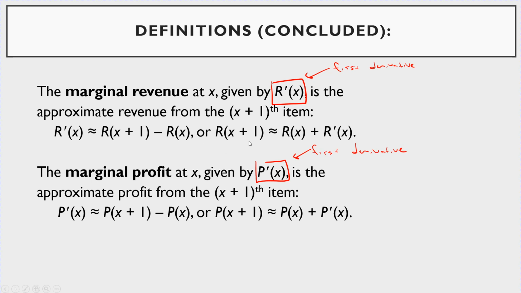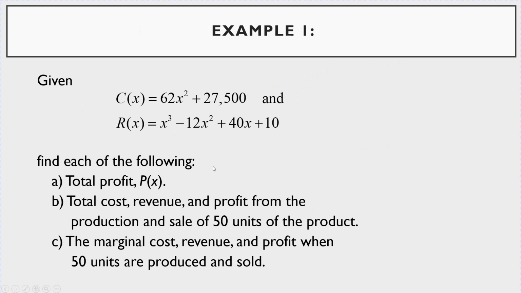What I'm going to do is break this lecture up into two videos. In this first example, I'm just going to give you the cost function and the revenue function, and then I'll follow this up with an example with a little more business context behind it. For this first example, C of x is equal to 62x squared plus 27,500, and that's the cost function. The revenue function for selling x items is x cubed minus 12x squared plus 40x plus 10.